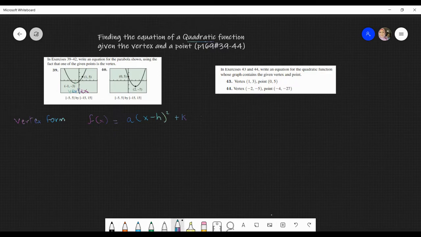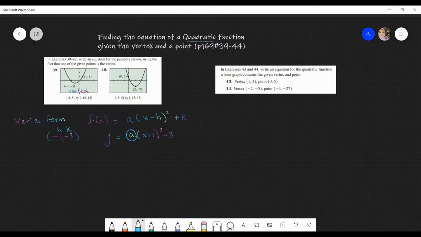So here's the vertex. So I know from the first one, I have h and k of the vertex. So I will plug them in. So a times (x plus 1) squared minus 3. And instead of f of x, you can always write y. So keep in mind that whenever you need to. The only thing missing to have a complete equation would be a.